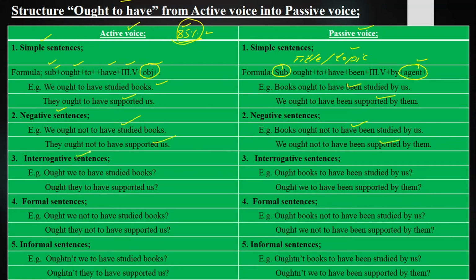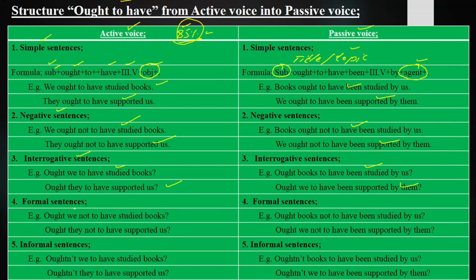Interrogative sentences. What are interrogative sentences? Those sentences in which we ask questions and put queries are called interrogative sentences. Ought we to have studied books? Ought books to have been studied by us? Ought they to have supported us? Ought we to have been supported by them?